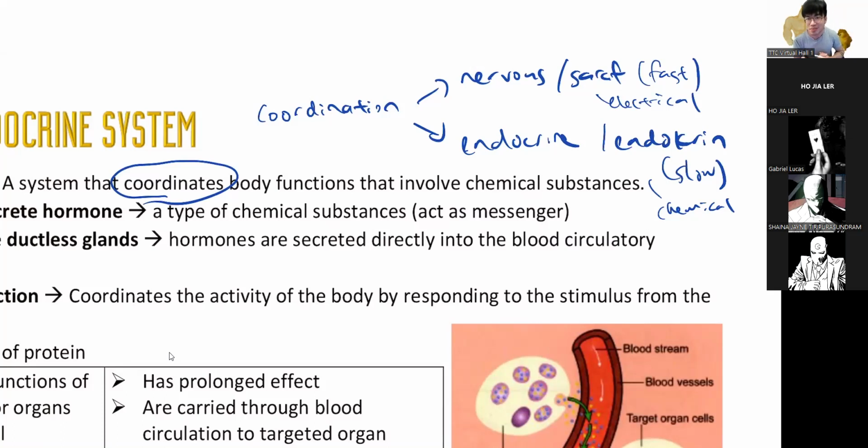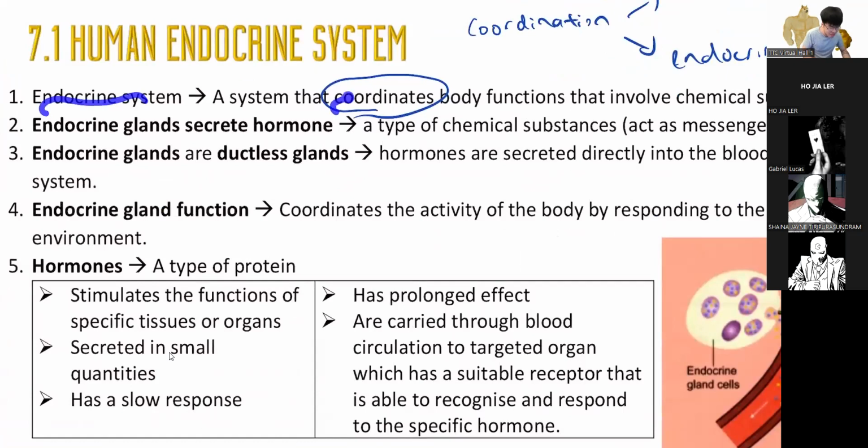That's your coordination system. When you have a coordination system error, you get things like dementia, where you forget things, or Parkinson's, where you cannot control your muscles and all. You get what I mean. So your endocrine system is one of the coordination systems.